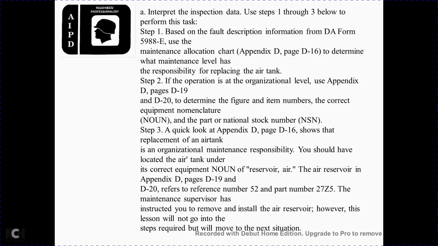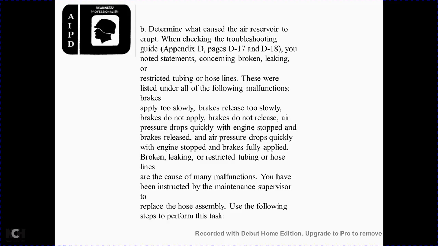Step 3, quickly locate in appendix D, page 9, D16, showing the replacement of the air tank or the organization replace maintenance responsibility. You should have located the air tank under the correct equipment noun, the air reserve, in appendix D, pages D19 and D20. Refer the reference number to page 52, part number 27, for the maintenance supervisor's instruction to remove and install the air reserve. However, the lesson will not go into the steps required, but will move to the next situation.